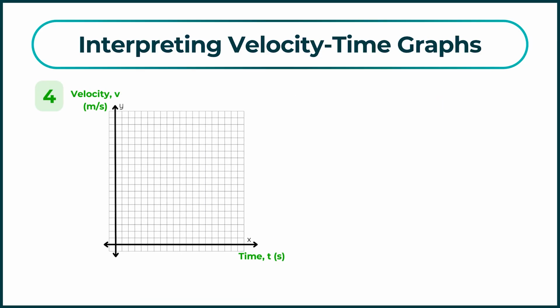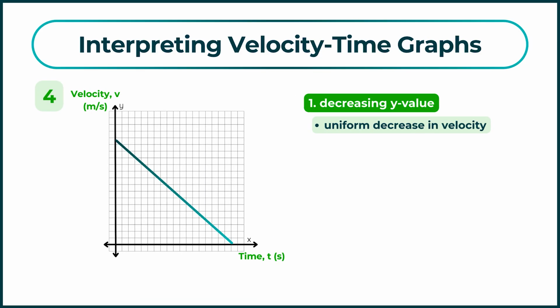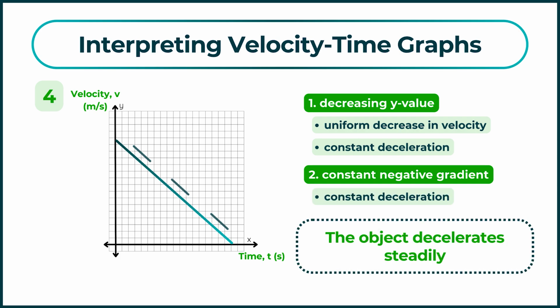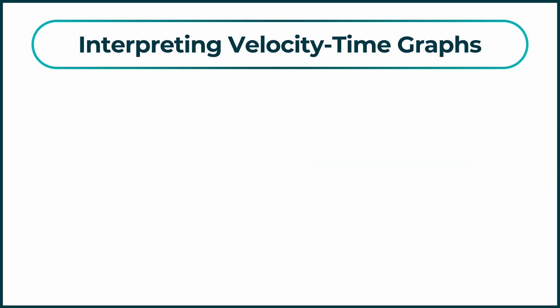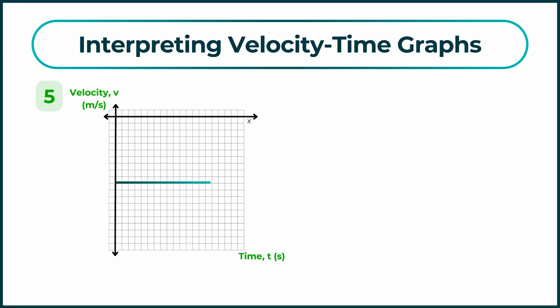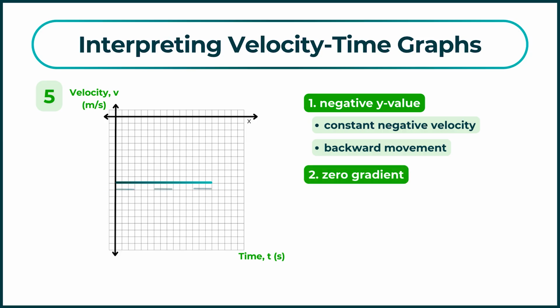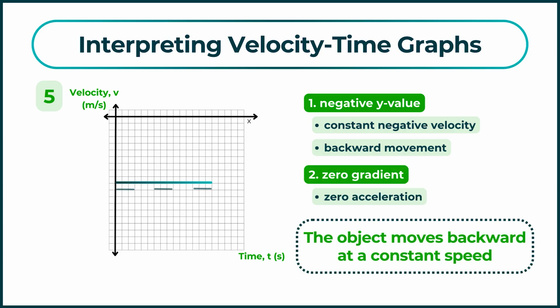The fourth graph shows velocity decreasing at a constant rate, meaning constant deceleration. Its negative gradient remains constant throughout, confirming steady deceleration. The fifth graph shows a horizontal line below the x-axis, indicating a negative velocity that remains constant. This means the object moves backward at a steady rate. Like the first graph, its 0 gradient indicates no acceleration and constant speed.